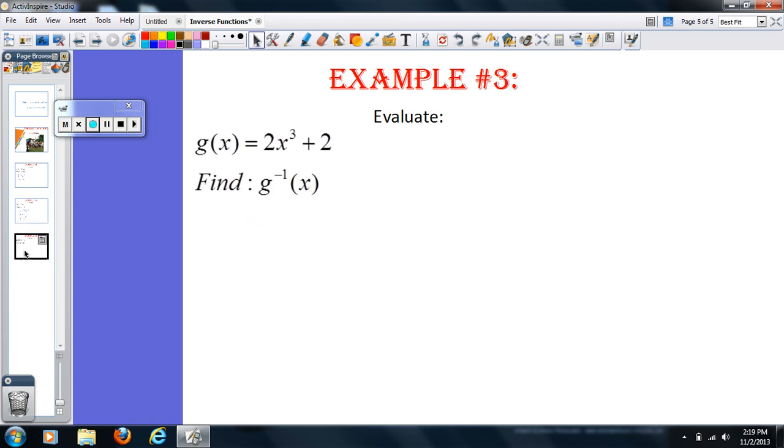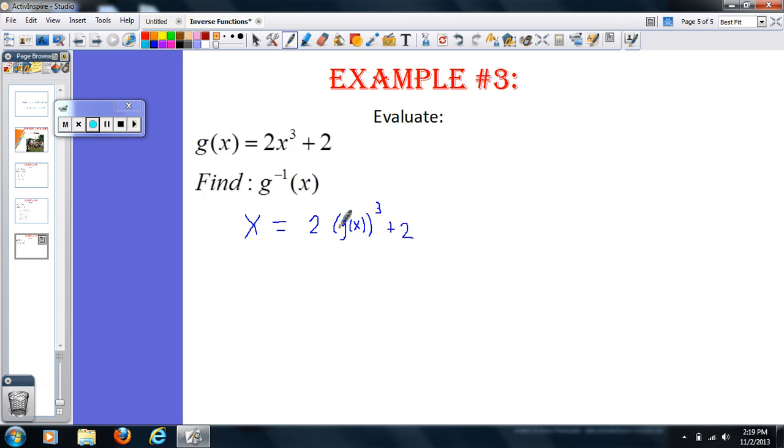Okay, and then when you get to the third one, I'm going to show you the third one for a specific reason. Anytime you have something raised to an exponent, in order to get rid of it, you take the root of that. Okay, so let's go ahead and get started here. So you have x, oops, that is really bad. You have x equals 2 times g of x, and this is to the third power, plus 2.